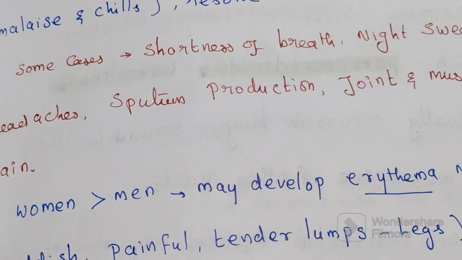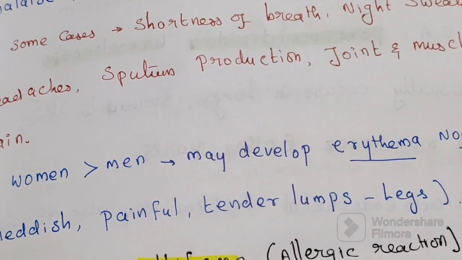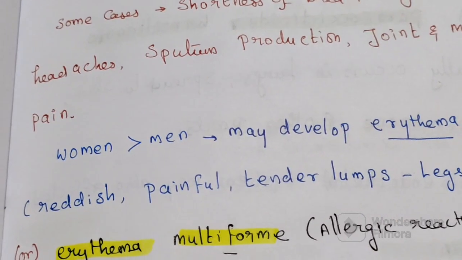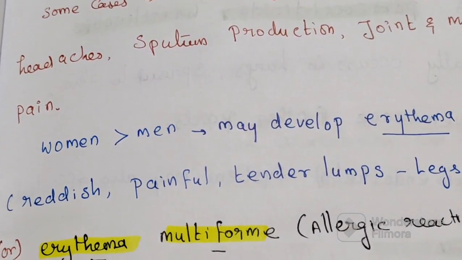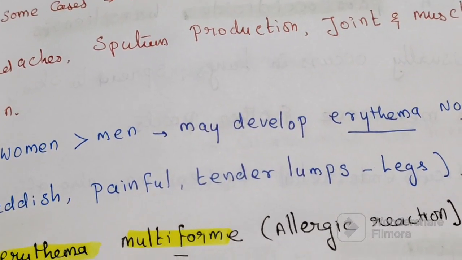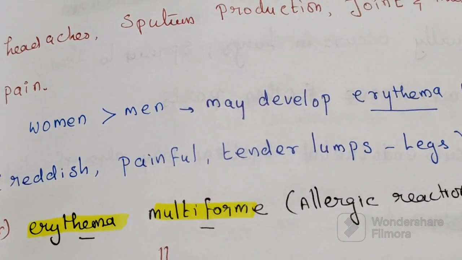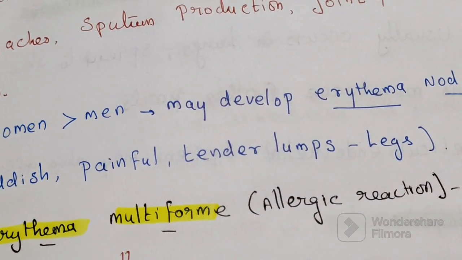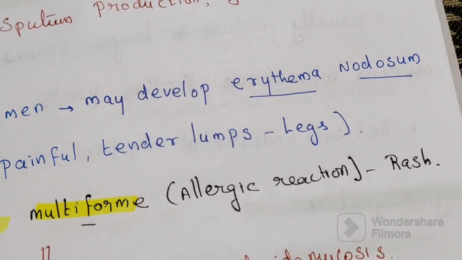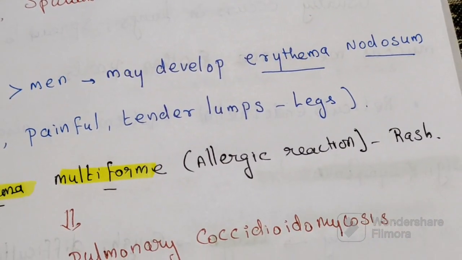Women more often than men may develop erythema nodosum. Erythema nodosum causes a reddish, painful, tender lump, usually on the legs, or it causes erythema multiforme, an allergic reaction similar to erythema nodosum at multiple body sites with rashes.